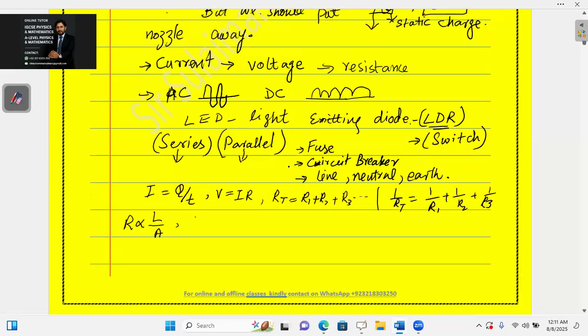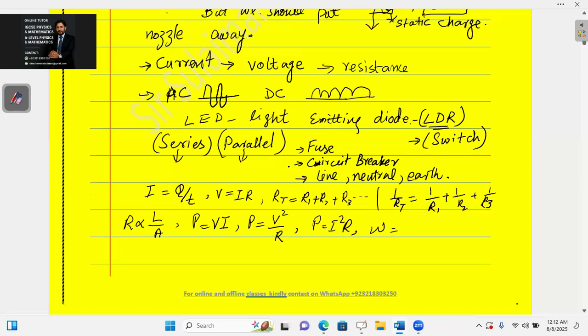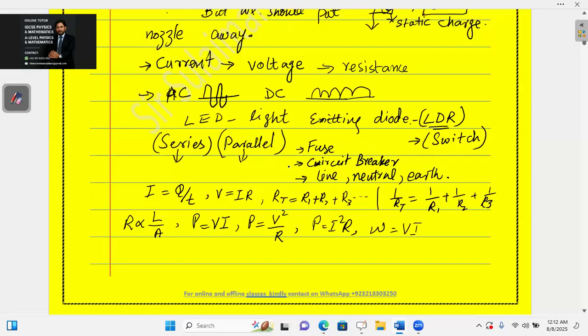For power, P = VI, voltage times current. We also use P = V squared over R, and P = I squared R. For electrical energy, we used VIT, voltage times current times the time for which the current flows. We also studied what a volt is: when 1 joule of work is done for 1 coulomb of charge, the voltage is 1 volt.